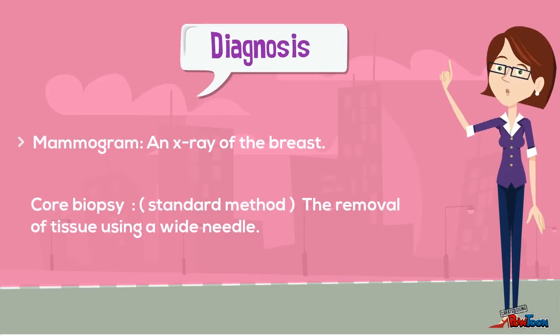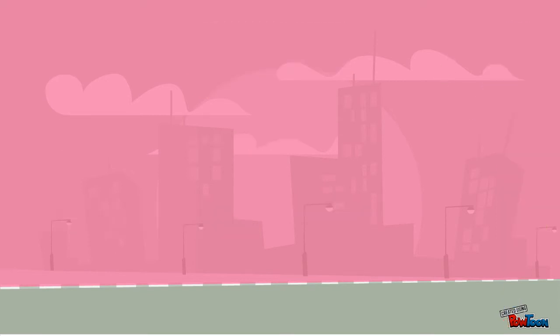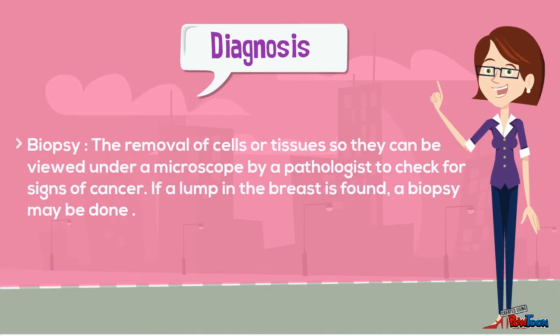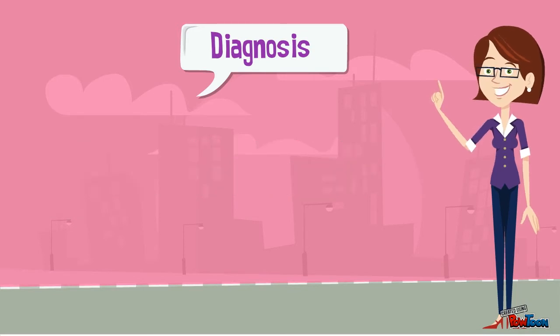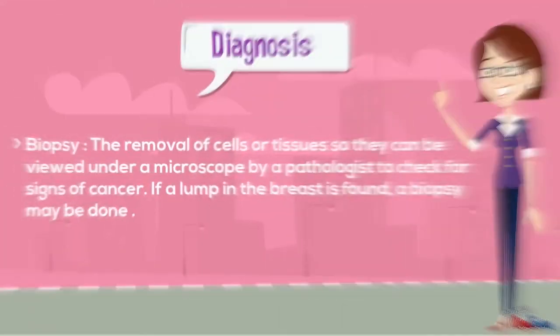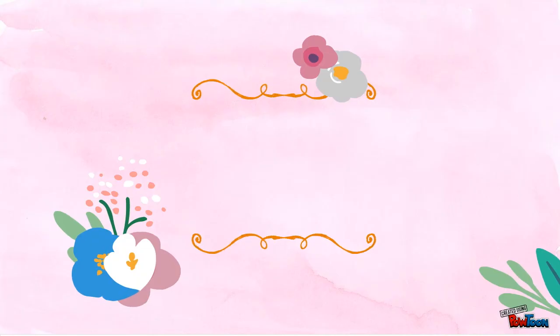Mammogram, an X-ray of the breast. Core biopsy, the removal of tissue using a wide needle. Biopsy, the removal of cells or tissues so they can be viewed under a microscope by a pathologist to check for signs of cancer. If a lump in the breast is found, a biopsy may be done.